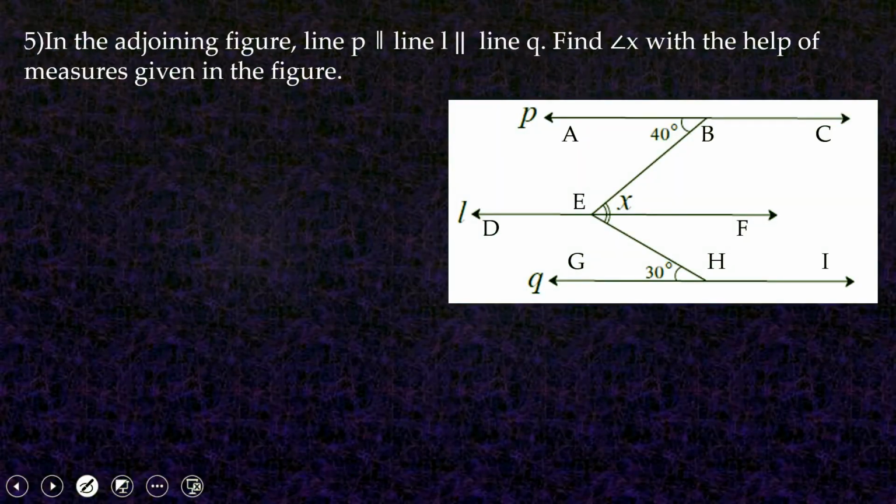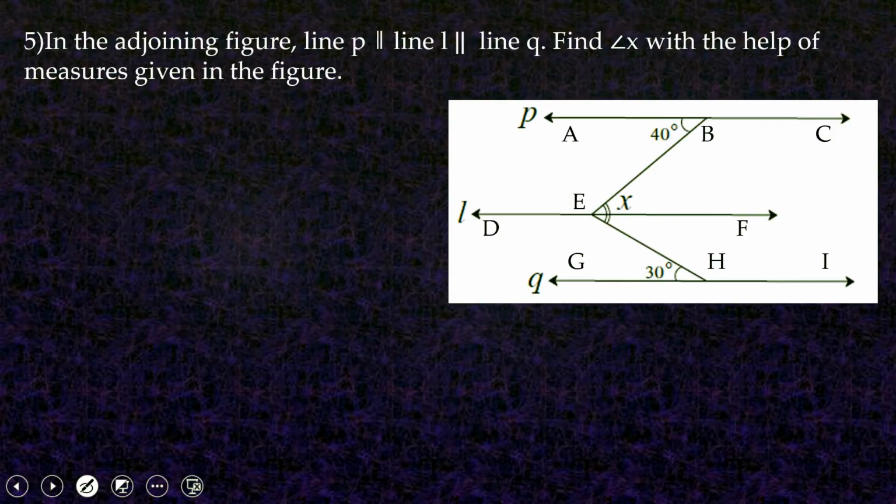Next sum we will see now. In the adjoining figure, line P is parallel to line L is parallel to line Q. Find angle X with the help of measures given in the figure. So here, children, that diagram is given for you. Line P is parallel to line L is parallel to line Q.